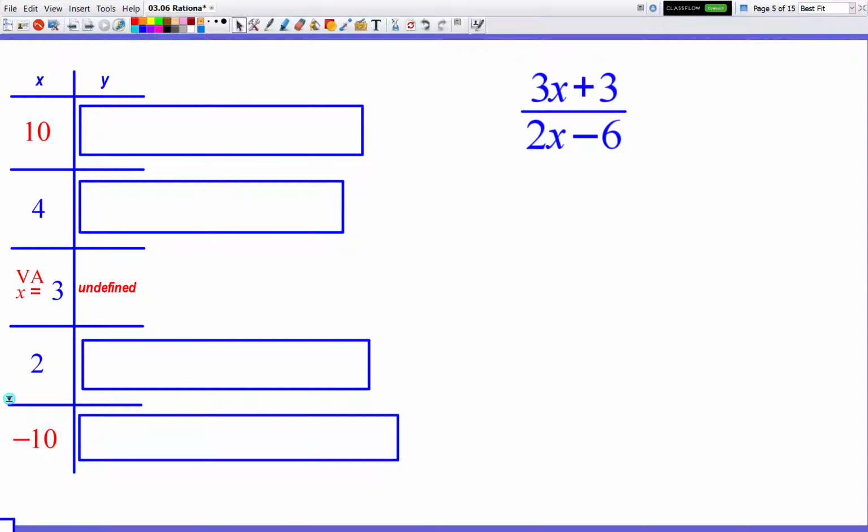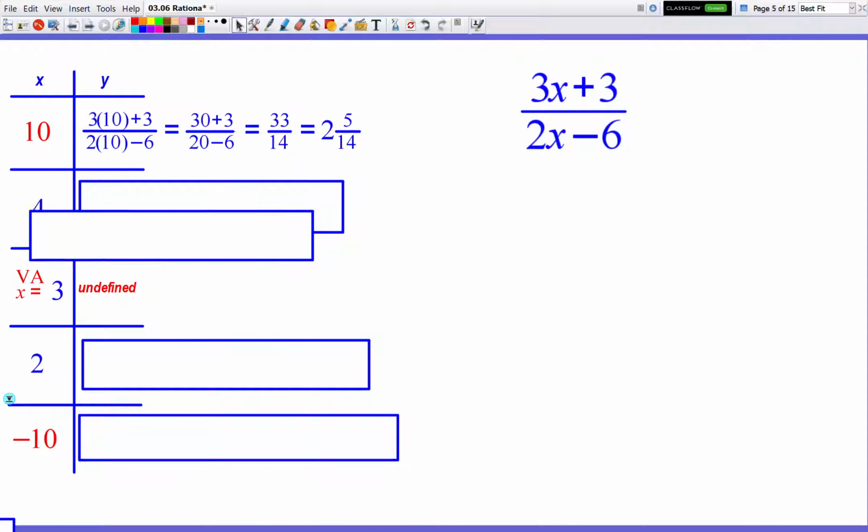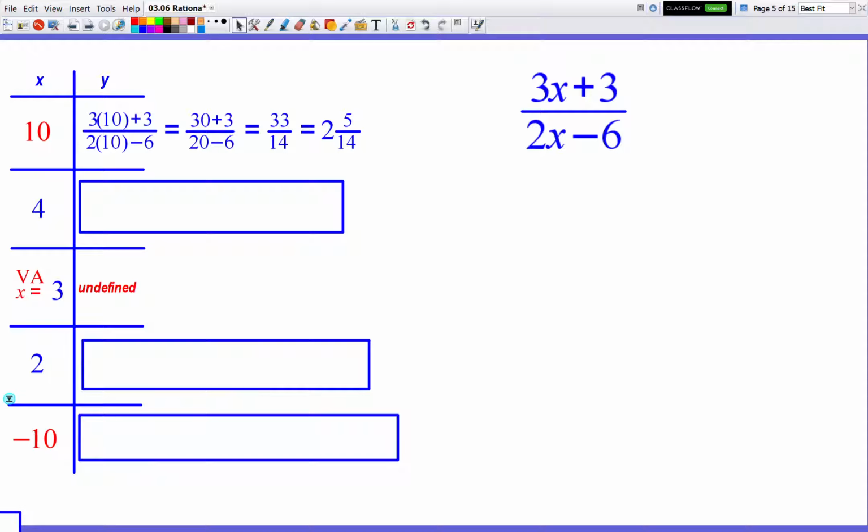Okay, so let's uncover what it's going to become when I plug in 10. I'm going to plug in 10 multiplied by 3 on the top, add 3. Plug in 10 on the bottom, multiplied by 2, subtract 6, and when everything settles, we get 33 over 14, which becomes 2 and 5/14. You're probably wondering, how am I going to graph 10 comma 2 and 5/14? Well, I'll show you. I don't expect you to be exactly at 2 and 5/14. That's impossible. Just get pretty close to it if you can.